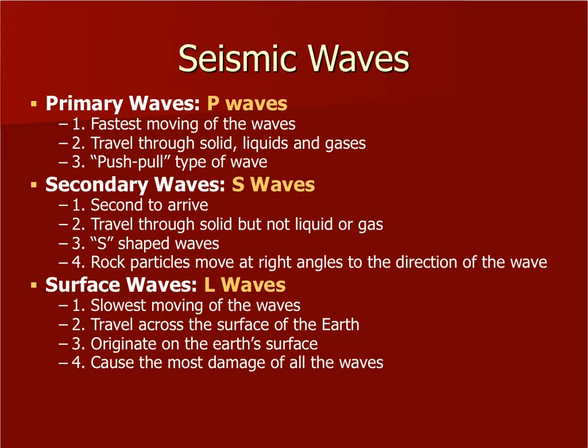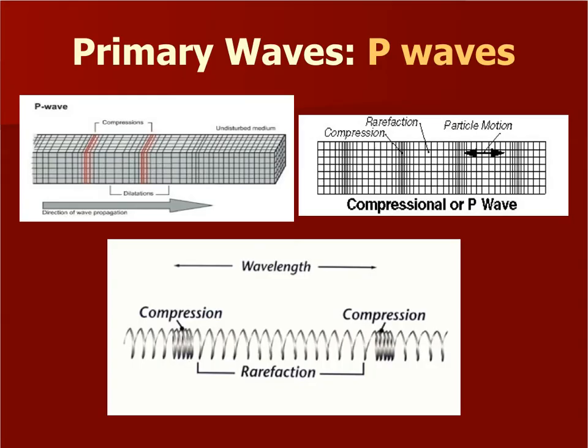Surface waves, or L waves, are the slowest moving of the waves. They travel across the surface of Earth. They originate on the Earth's surface and cause the most damage out of all the waves.